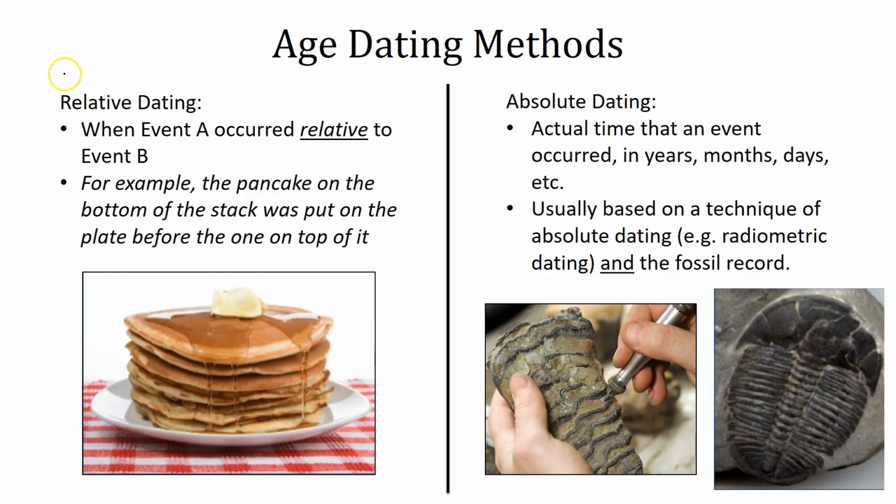Relative age dating talks about when events occur relative to one another. There are no numbers in relative dating. We're just using basically logic and common sense to put events in order based on how they must have happened. For example, if you're making a stack of pancakes, the first thing you have to do is put one pancake on the plate, and then another, and then another. So it makes sense in terms of relative dating that the pancake at the bottom of the plate had to be there first, and the pancake at the top of the stack got put on there last.